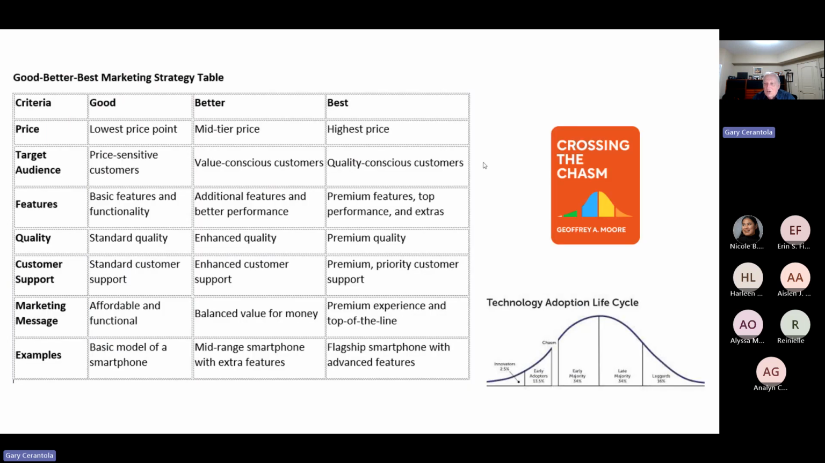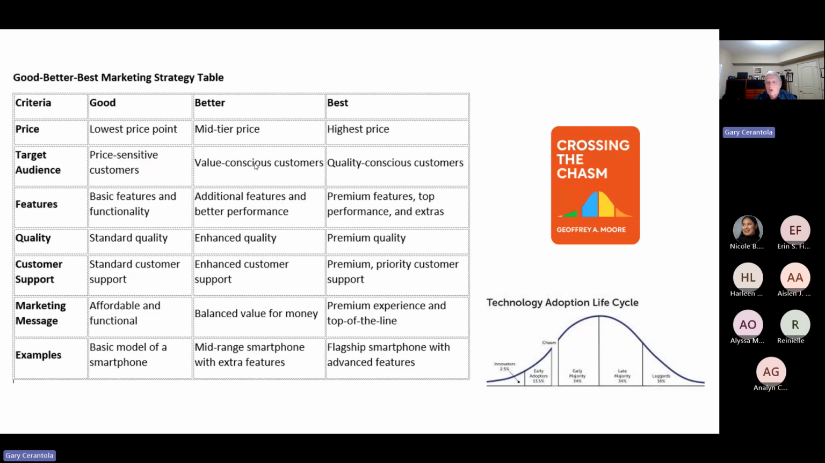Okay. So here's where I'll introduce you to two concepts. You don't have to know this, but I think it really puts it in perspective. The good, better, best marketing strategy has been around, I bet you, 50 years. The good product is basically the minimum viable product. And then you can introduce maybe different prices around that, for a better product.